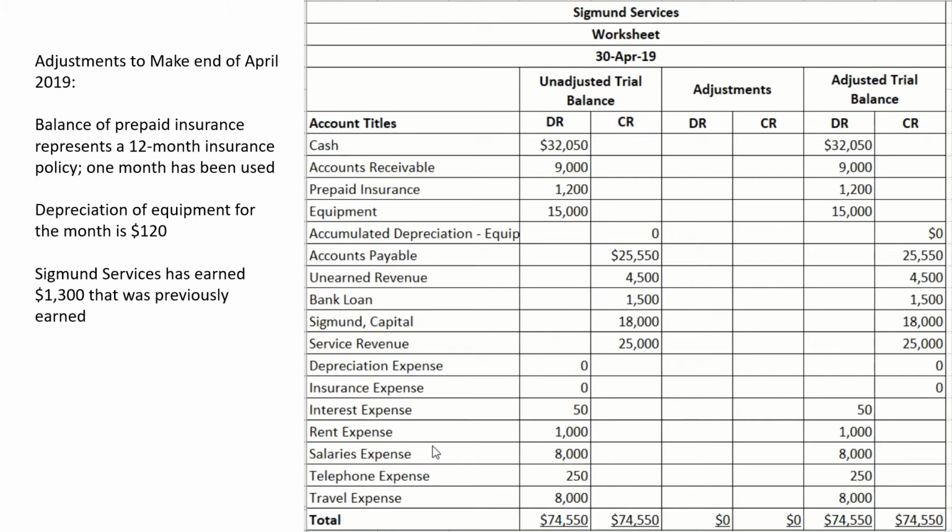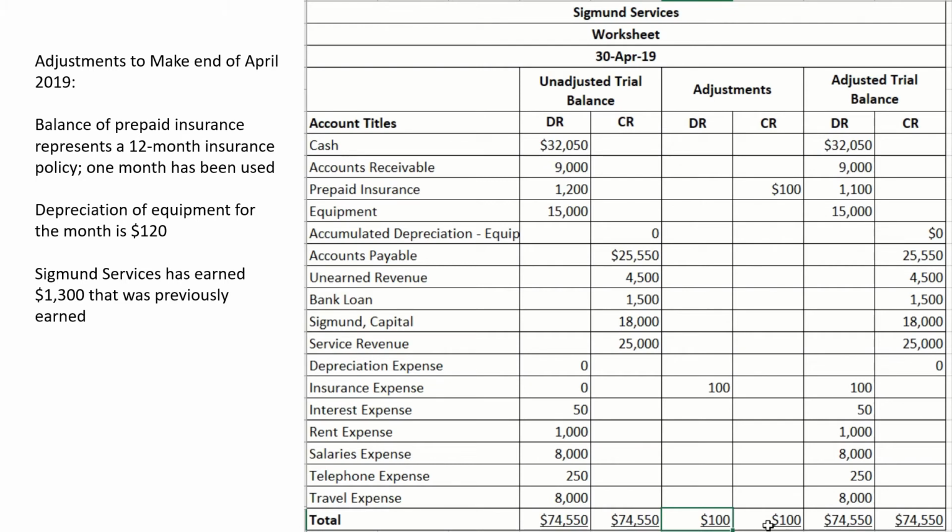The first adjustment is that the balance of prepaid insurance represents a 12-month policy, and 1 month has been used. If we look at our prepaid insurance account, we've got $1,200 in there. We need to decrease that prepaid insurance by 1,200 divided by 12, since this is a 12-month policy and we want to recognize 1 month of use. Then, going down to insurance expense, we need to make sure we debit the expense. The handy part about the worksheet is that as we go, we can see that our debit and credit adjustments are in balance, which is what we want to see.